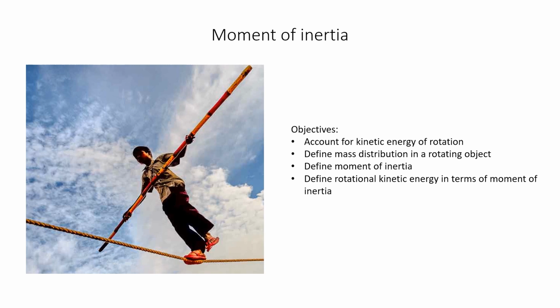Let's talk about moment of inertia. Here, we need to account for the kinetic energy of rotation of an object. We'll start by defining the mass distribution in the object, and use that to define a quantity called the moment of inertia. We'll finish by defining the rotational kinetic energy in terms of the object's moment of inertia.